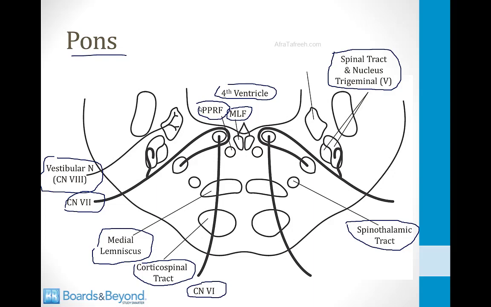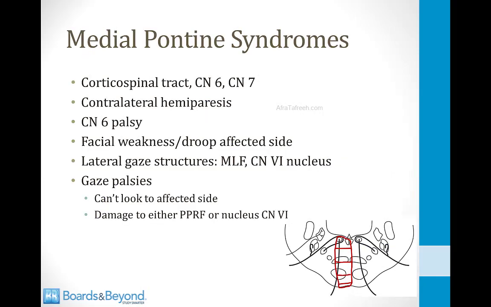So if you want to be able to look left or right, you need three structures that are here. Right here is the abducens nucleus, right here is the PPRF, and right here is the medial longitudinal fasciculus. They're all close to each other in the pons, and damage there gives you gaze palsy. So the pontine stroke syndromes are a little bit different depending on whether you're inferior or superior, and textbooks will show you lots of different syndromes. What I'm going to do is just give you the general features of medial pontine and lateral pontine syndromes.